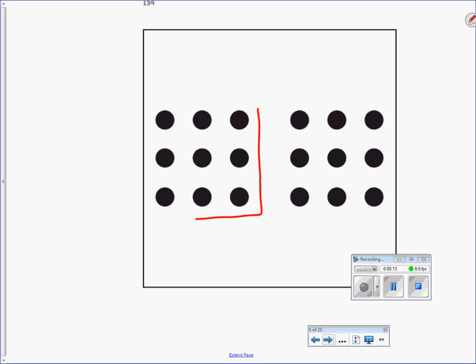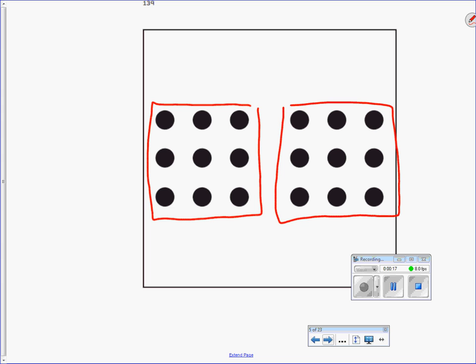Okay, here we have one group, we have another group, and if we look at that, we have two groups. And how many do we have in each group? 1, 2, 3, 4, 5, 6, 7, 8, 9. So two groups of 9. And two groups of 9, remember, anytime we multiply by 2, we just double that factor, which would give me 18.